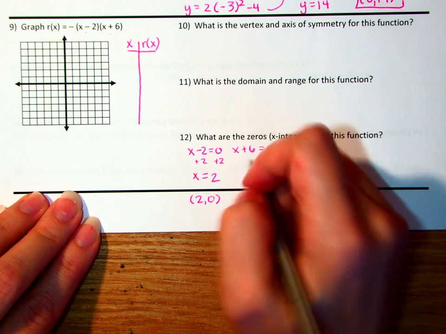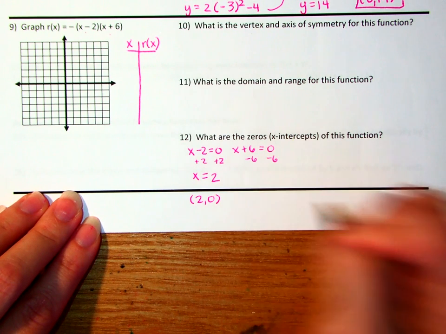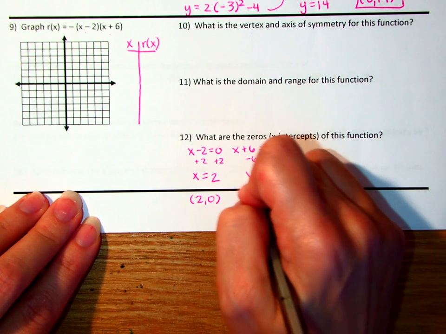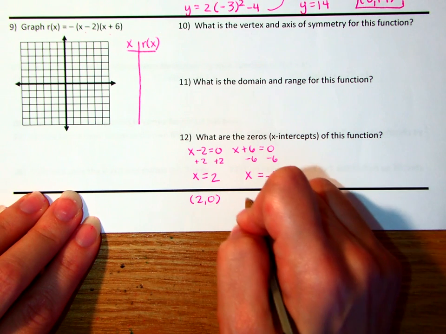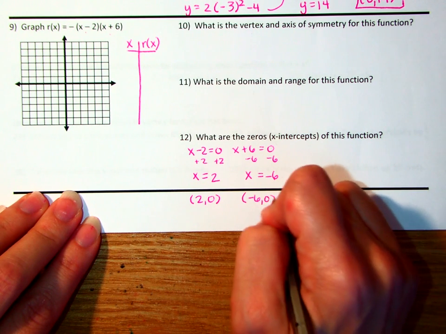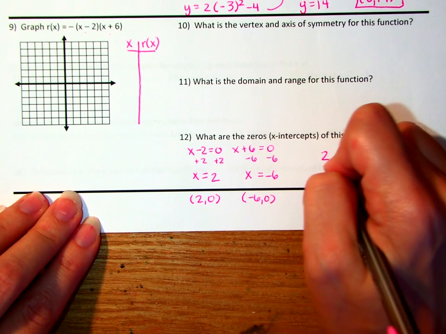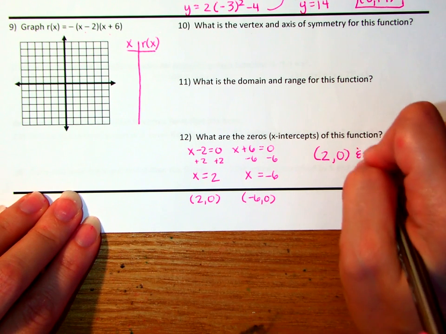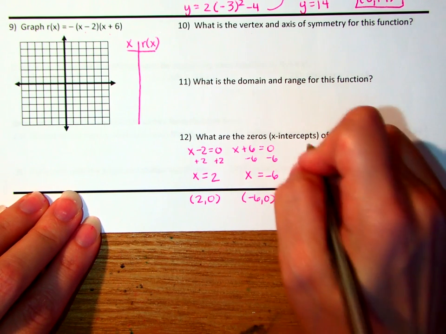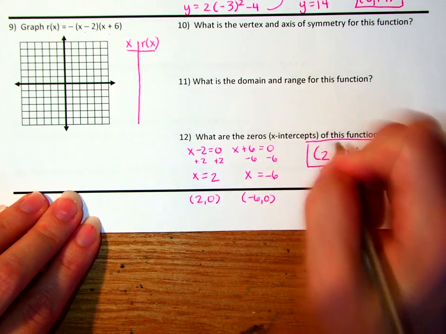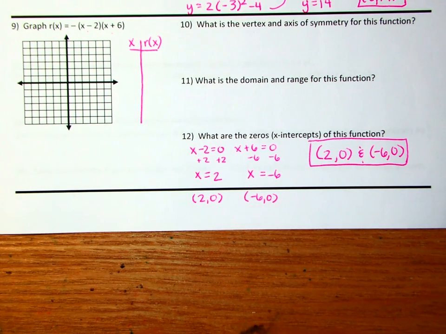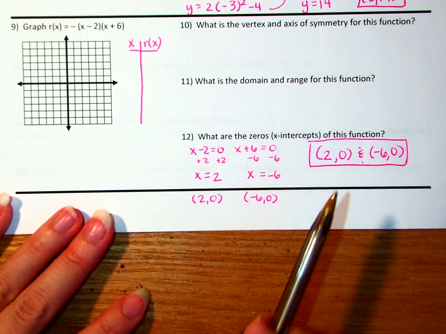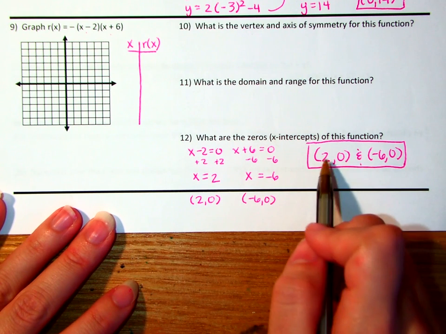And then we do it again here. We subtract 6 from both sides. So now 0 minus 6 is negative 6. So the intercept here would be negative 6, 0. So my answer to question number 12 for my x-intercepts, or those zeros or the roots, would be these two points on the graph.